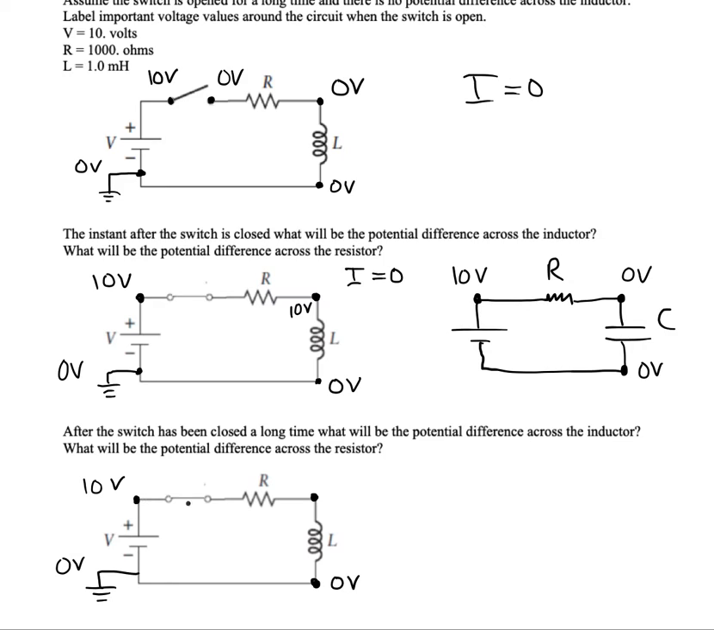So since we need normal current to flow a long time after the switch has been closed, the voltage that we need here needs to go back to 0 volts so that we have a potential drop across the resistor, and then current will flow through it. At this time, the inductor won't impede current anymore.